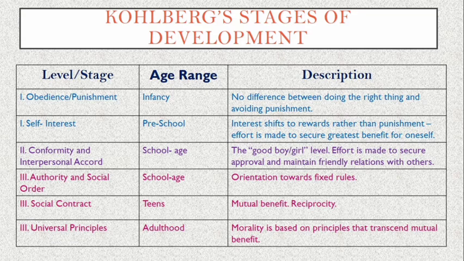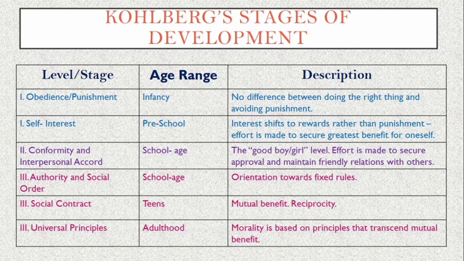Next, authority and social order. School age pa din po ito. Described as orientation towards fixed rules. Since natututo na silang makipag-socialize, unti-unti na nilang na-adapt how to obey the rules and regulations of the society. And of course, not only the society but our country. I'm not saying na kung ano yung rules and regulation agad ng country natin as a whole. But yung mga basic rules and regulation ay unti-unti na nilang nalalaman at their age.